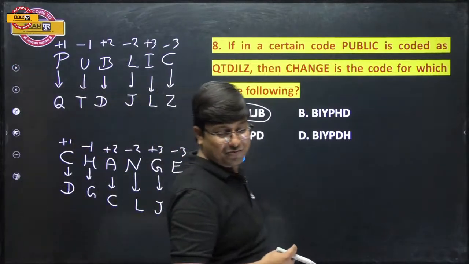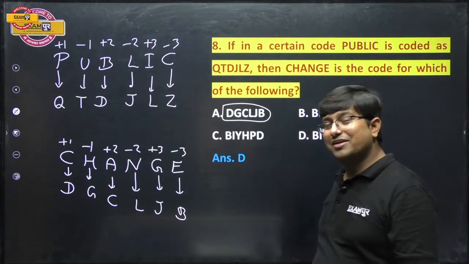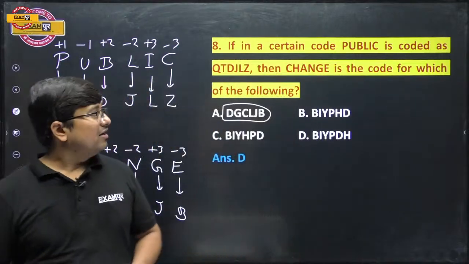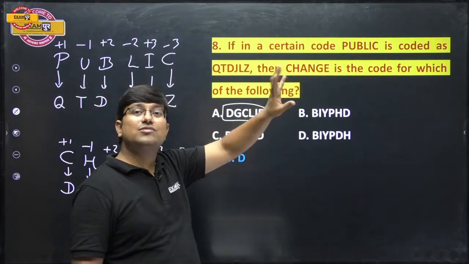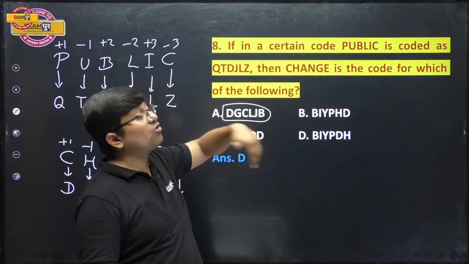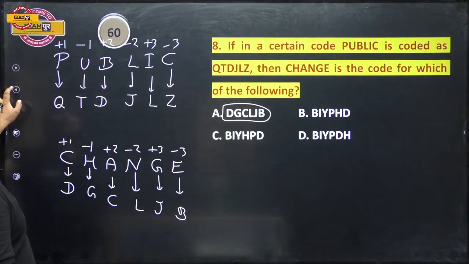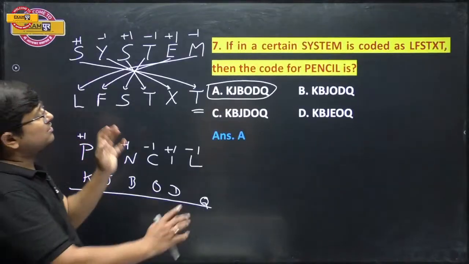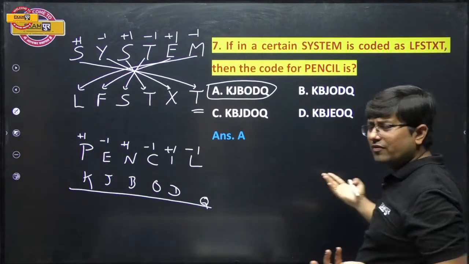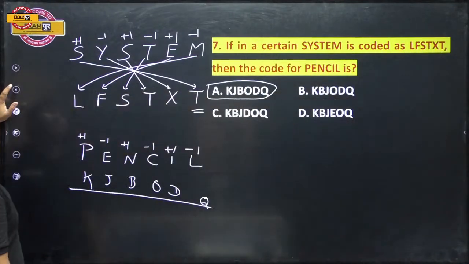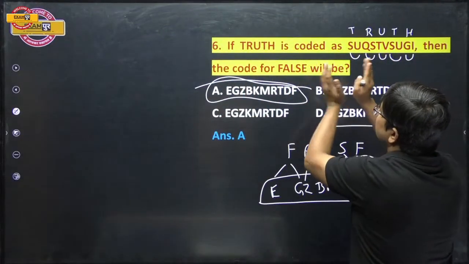We are wrong. You know why? Just read the question. Read the line of the question. It is telling you in a certain code public is written as this, then change is written as what is not being asked. Change is the code for which word? Just the opposite. Just read the previous question's line. In a certain code, system is coded as this, then the code for this is what? Simple question. Go to the question before this. What is it telling you? In a certain language, truth is written as this, then the code for this will be what?